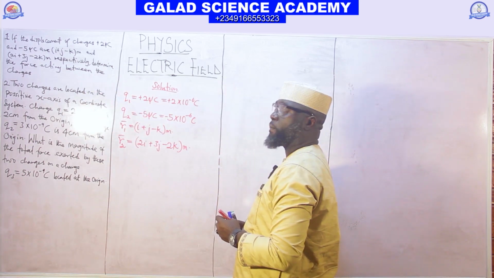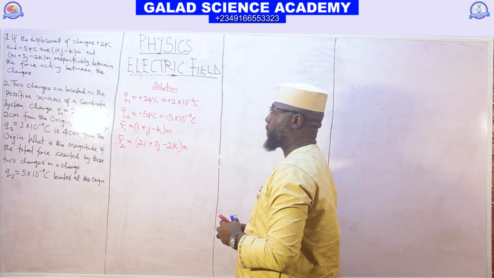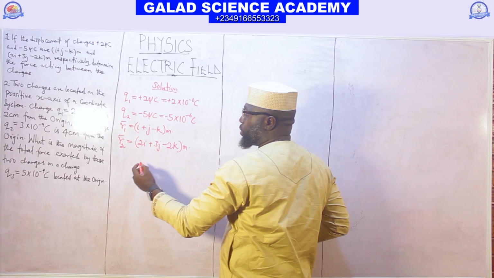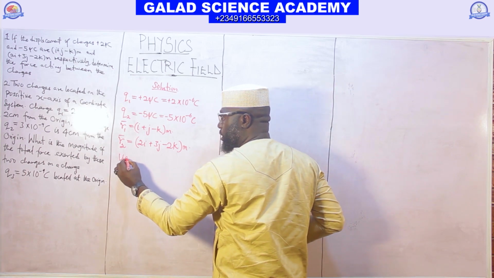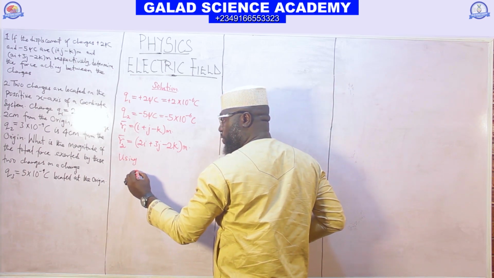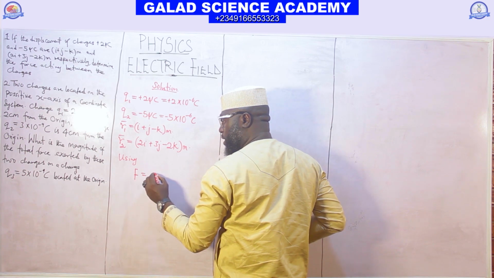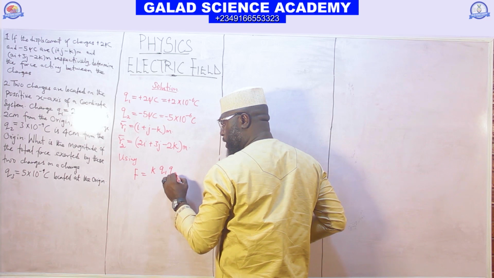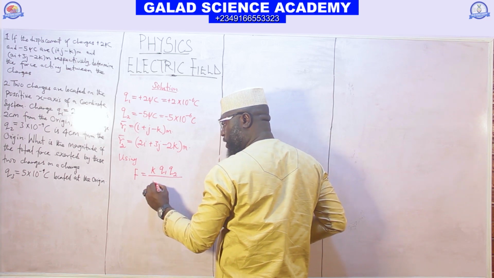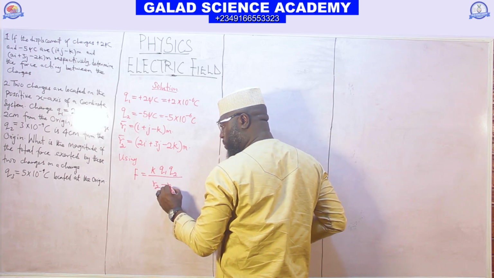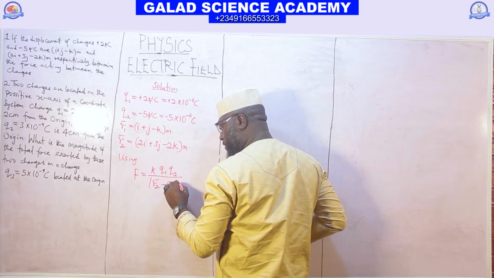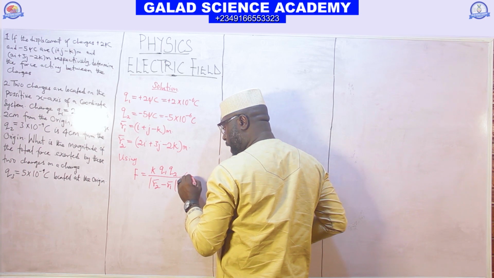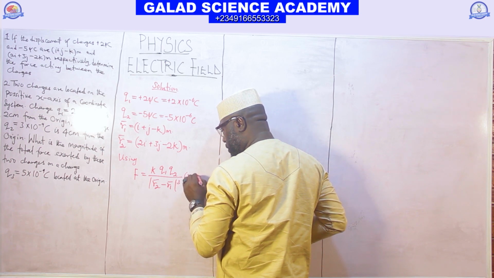So first of all, between the charges, we are using the force F equals kQ1Q2 into displacement R2 minus R1, everything over the magnitude of R2 minus R1.